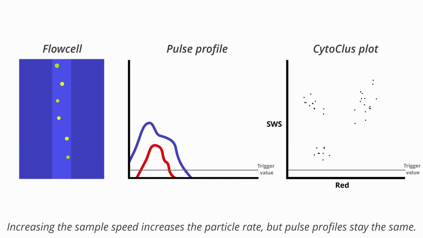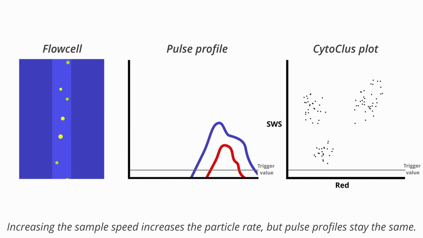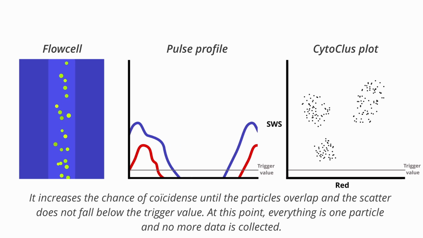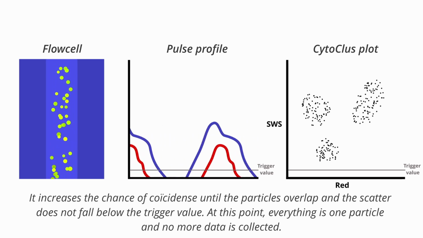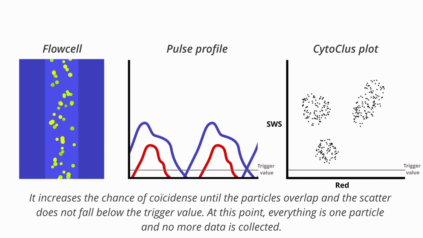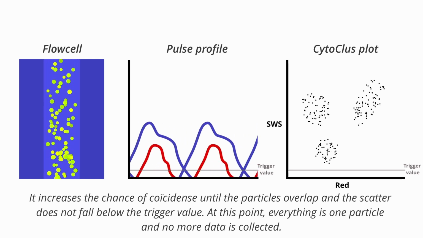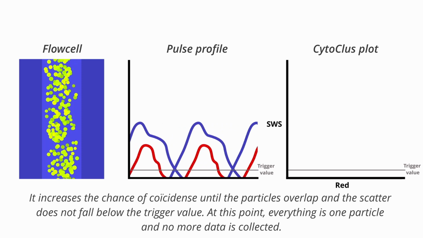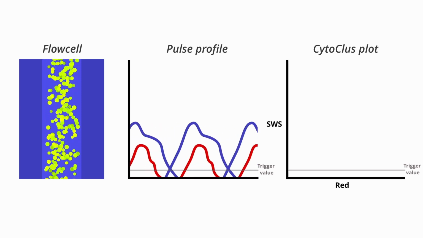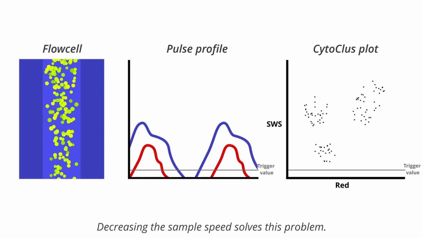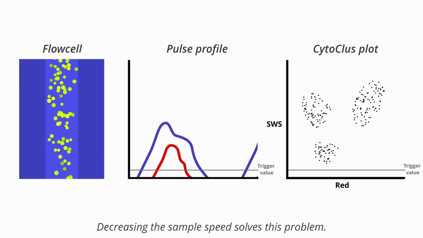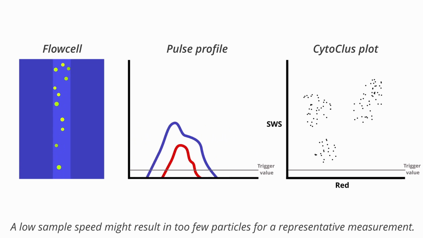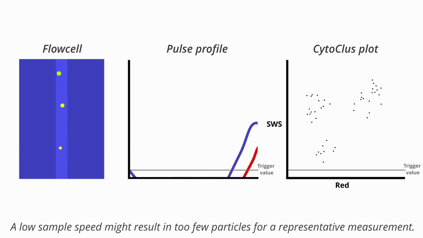Increasing the sample speed increases the particle rate, but pulse profiles stay the same. It increases the chance of coincidence until the particles overlap and the scatter does not fall below the trigger value. At this point, everything is one particle and no more data is collected. Decreasing the sample speed solves this problem. A low sample speed might result in too few particles for a representative measurement.